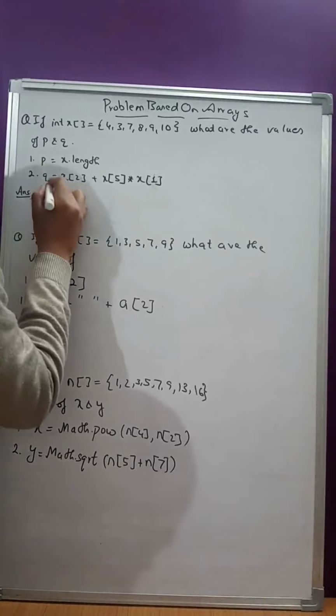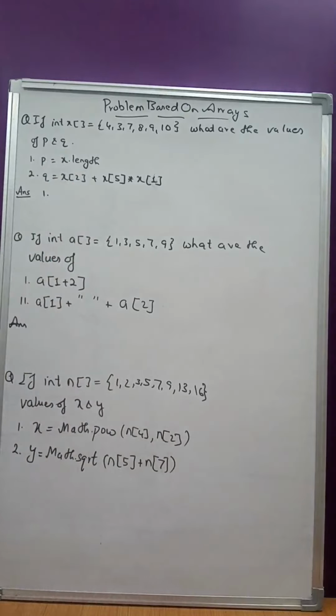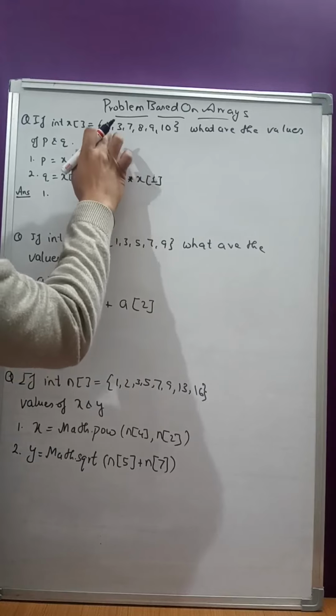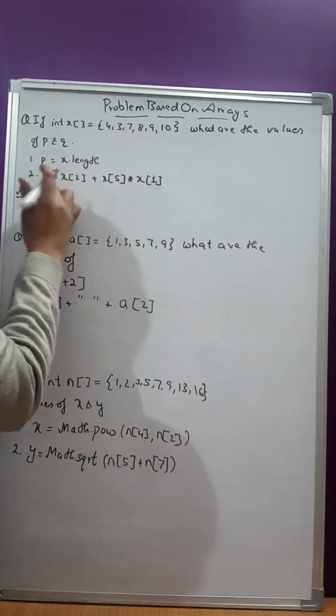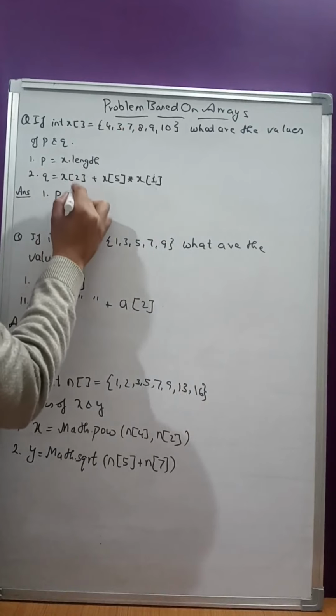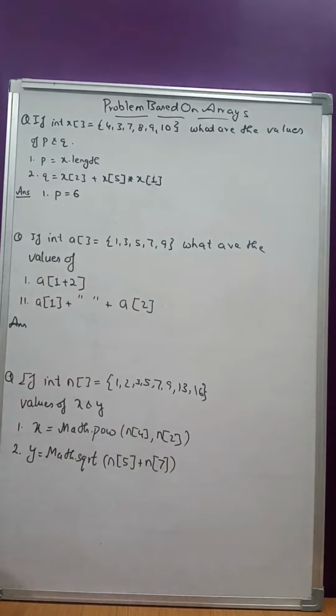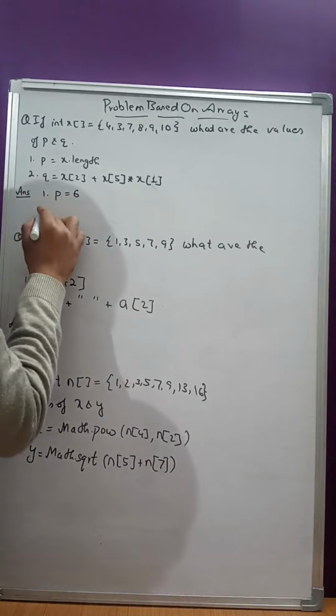The first part says p is equal to x dot length. So we need to find the length of the array. I have already told you that to calculate the length of the array, you count the number of array elements, right? So you count the elements: 1, 2, 3, 4, 5 and 6. So p is equal to x dot length, which is equal to 6. So the value of p will be 6. In the first part we have now solved the question.